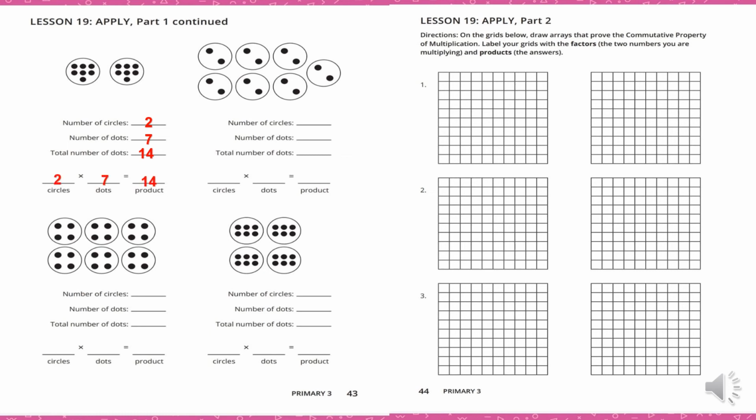The next example, how many circles do we have here? 7. How many dots inside each circle? 2. So the total will be 14 because 7 times 2 equals 14. Is this the commutative property or not? Yes, it's the commutative property. And you can complete the next by yourself.